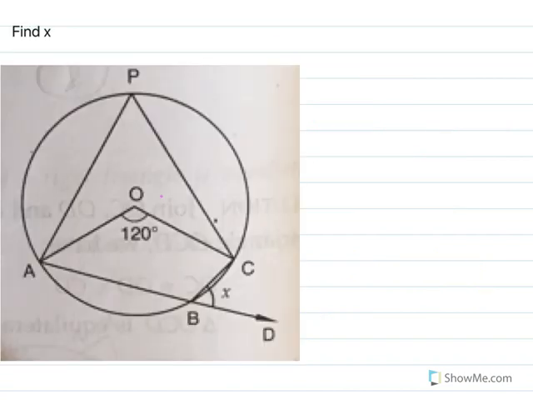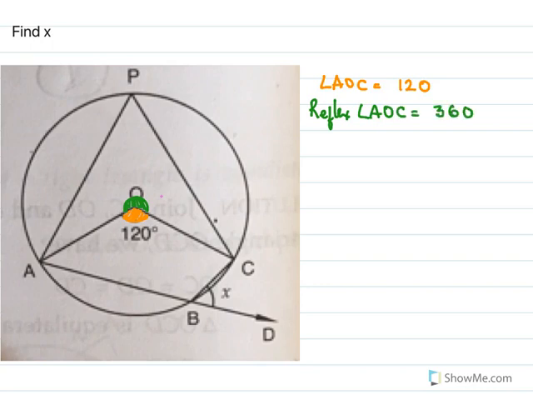Here again we've got to find angle X. So we know this is 120. If angle AOC is 120, we can now find the reflex angle. This reflex angle will be 360 minus 120. So you write that first. So we write angle AOC equal to 120. Therefore, reflex angle AOC equal to 360 minus 120, which is now 240. Now we know this angle is 240.